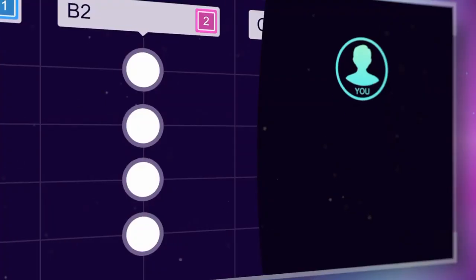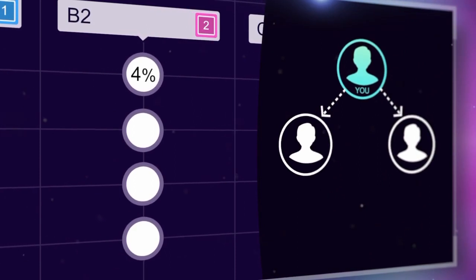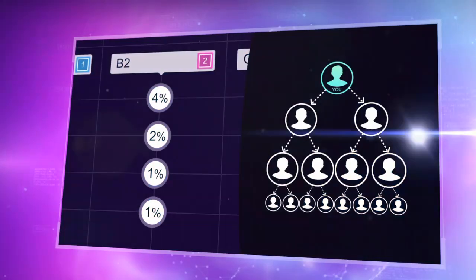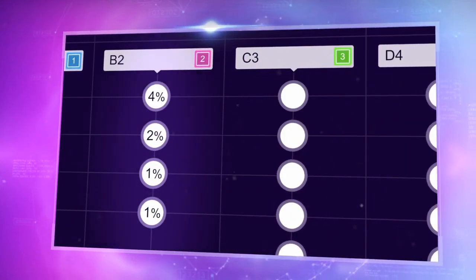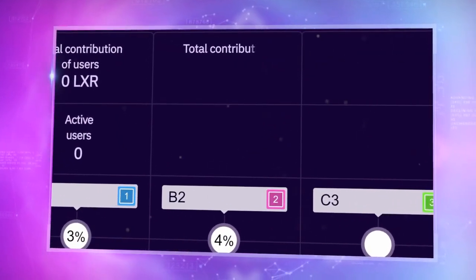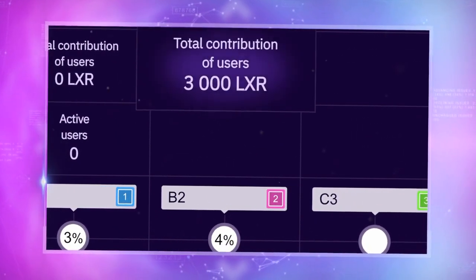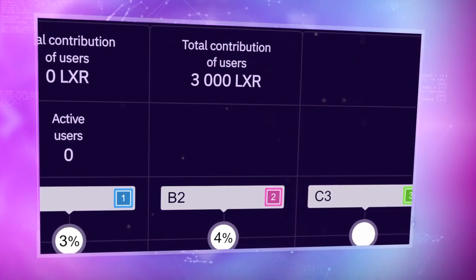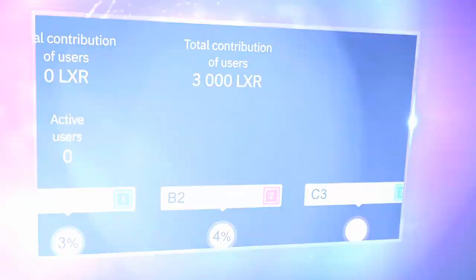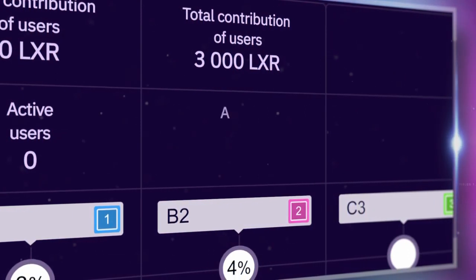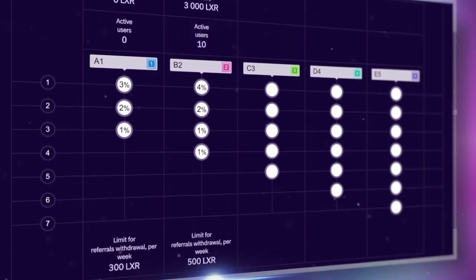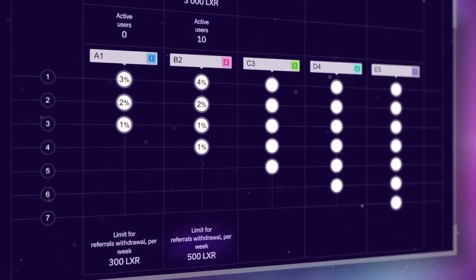B2. There are 4 levels available on a B2 rank. You will have 4% on the first level, 2% on the second one, and 1% on the third and fourth levels as well. 2 conditions should be met in order to move to the B2 rank. The first one is the contribution of your structure members, which has to be 3,000 LXR or more. For example, it might be one partner with a 3,000 LXR deposit, or 10 partners with 300 LXR. A second condition is a number of active members of your structure. On this rank, it has to be 10 or more. The weekly limit for referral withdrawal on this rank is 500 LXR.